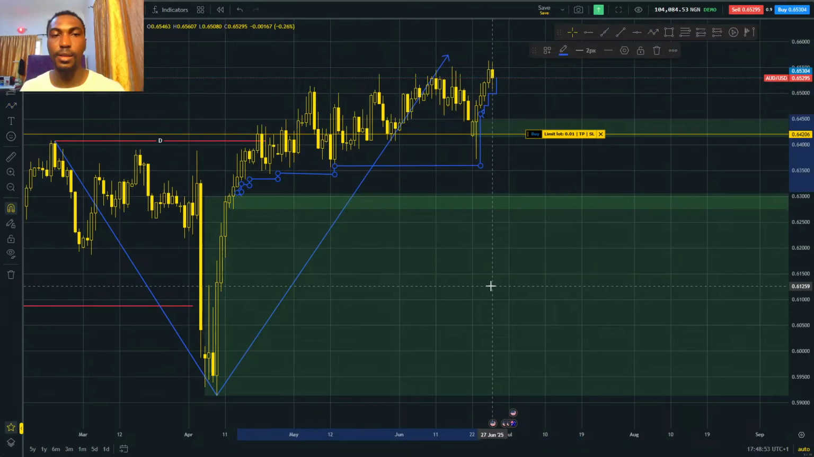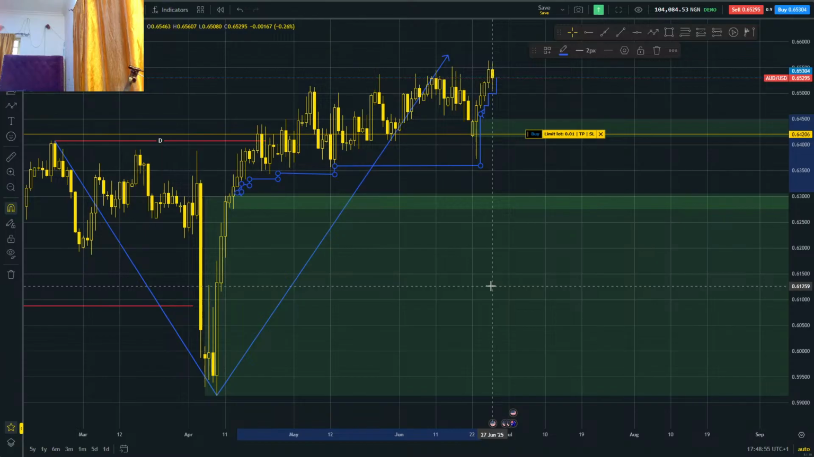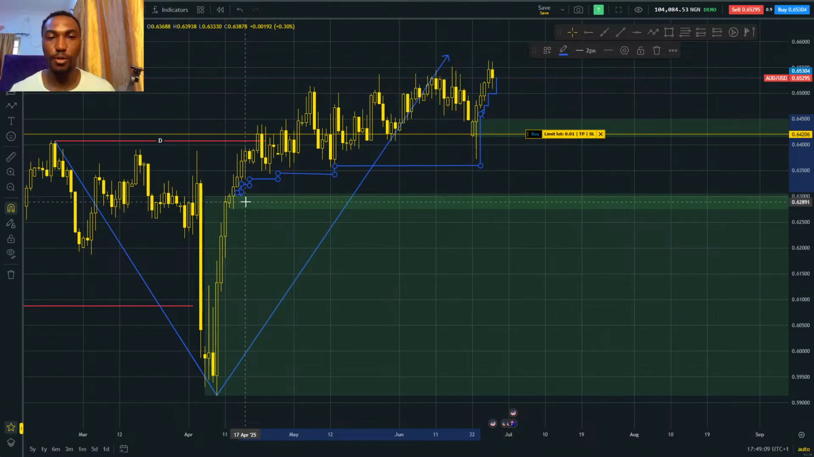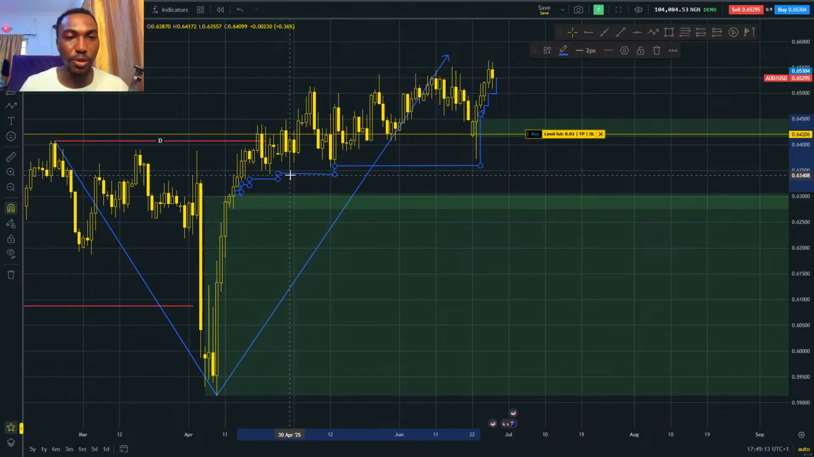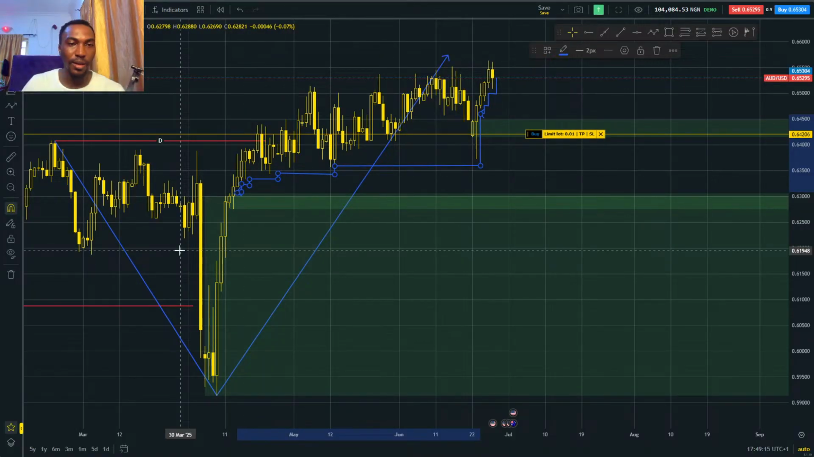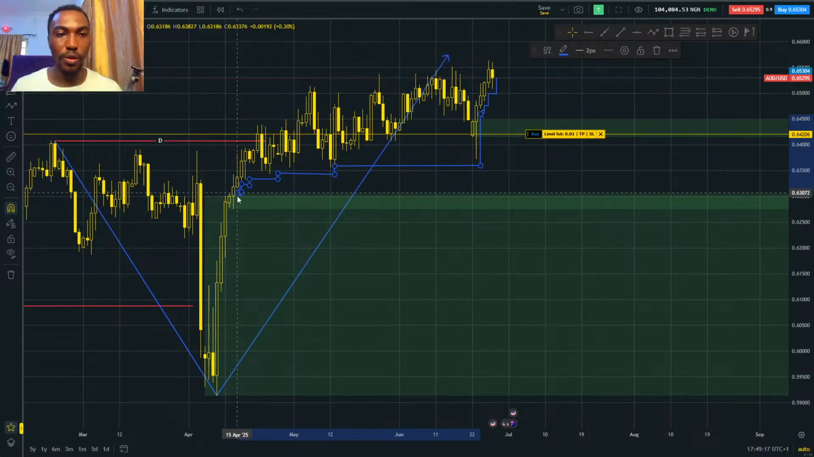Sorry, hold on. So there's an imbalance right here, which made me draw up this. Sorry about that. Needed to open the door for someone, which made me draw this zone.